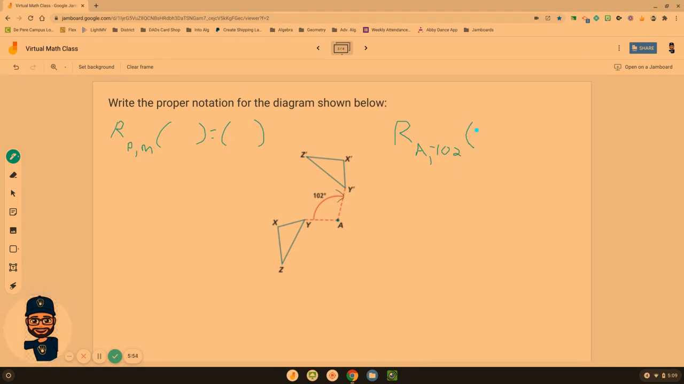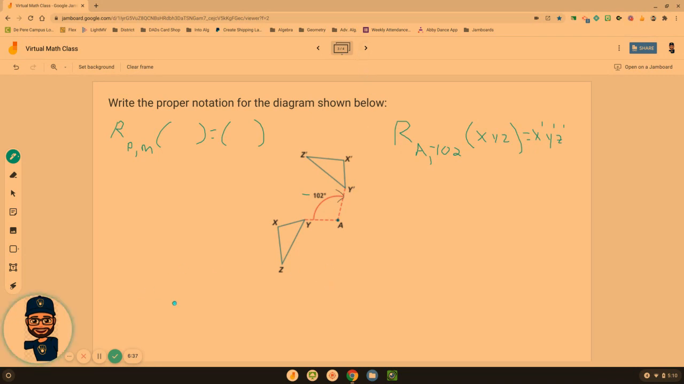The pre-image was the triangle XYZ, so XYZ equals the rotated image, X prime, Y prime, Z prime. So you can see how we're just using the picture to come up with the notation. Being rotated around point A, it's going clockwise, which makes it a negative 102 degrees. So that's what we're going to put in there. The pre-image was XYZ. That's what we're starting with. The rotated image was X prime, Y prime, Z prime. And that's how we come up with that notation.